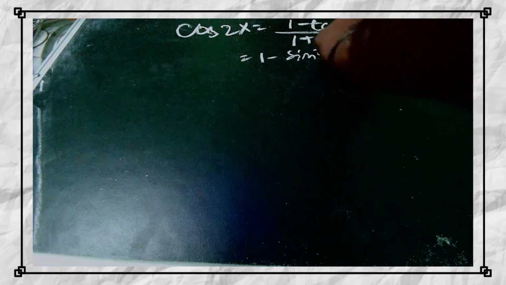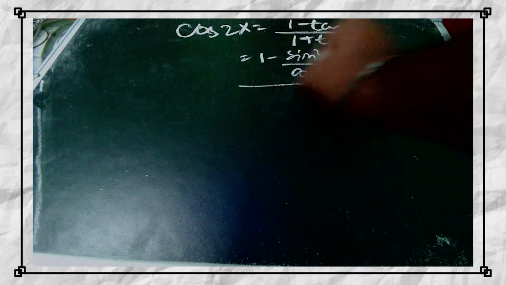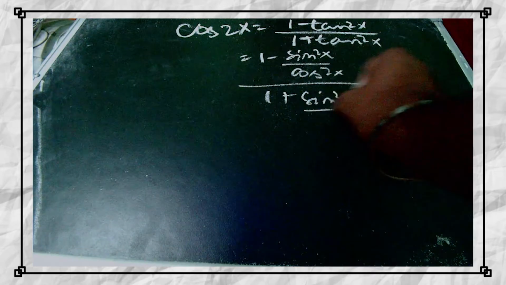So the value of cos of 2x in terms of tan x is 1 minus tan square x by 1 plus tan square x. So how will we derive this formula? What we will do is write tan x in terms of sin x and cos x, so that will be equal to 1 minus sin square x by cos square x over 1 plus sin square x by cos square x.